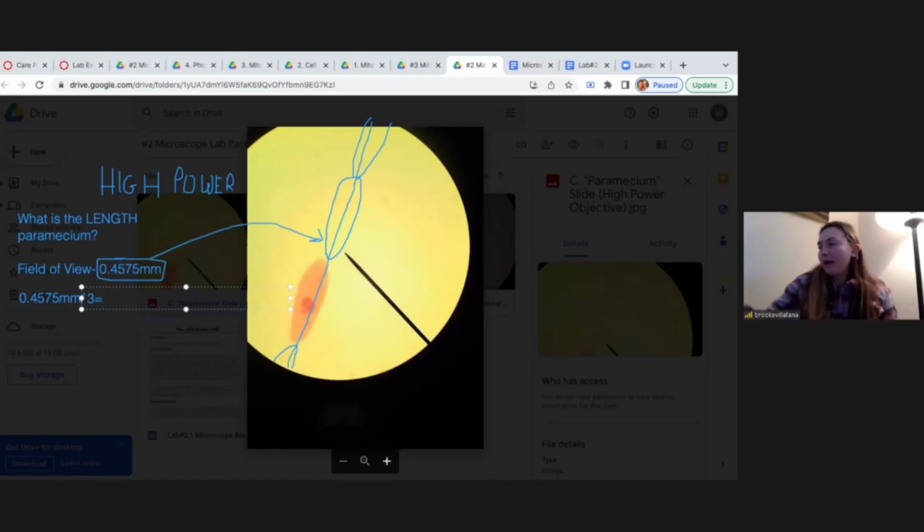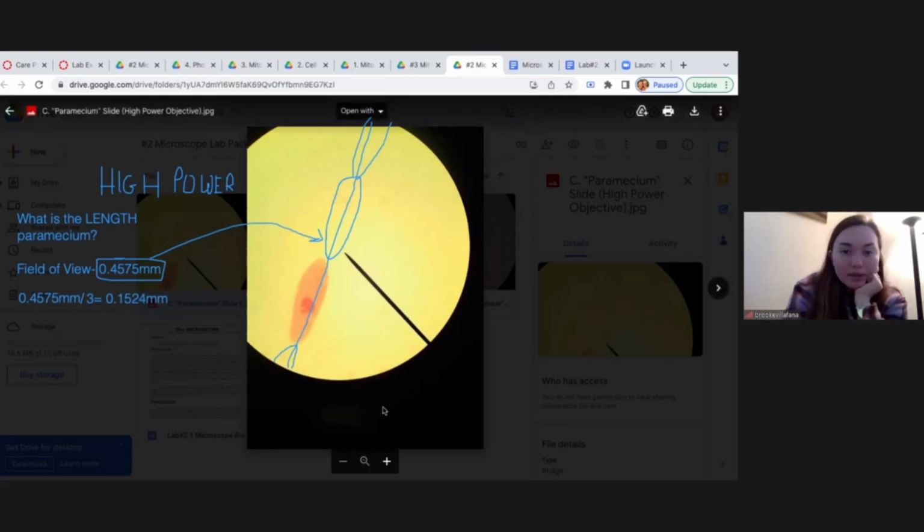So let's do that math, 0.4575 divided by 3. So that's 0.1525 millimeters. Okay, so each paramecium length is 0.1525 millimeters, the length of the paramecium. Okay, so let's do a width question. So what is the width of the paramecium?